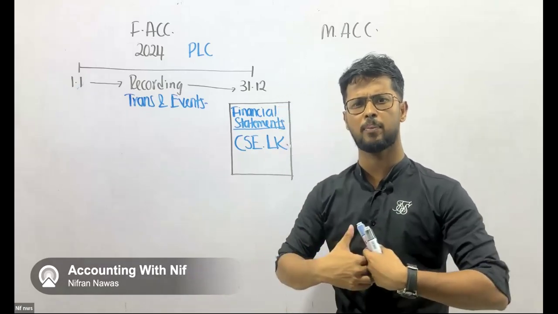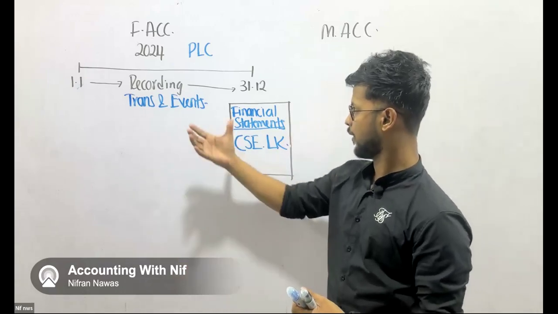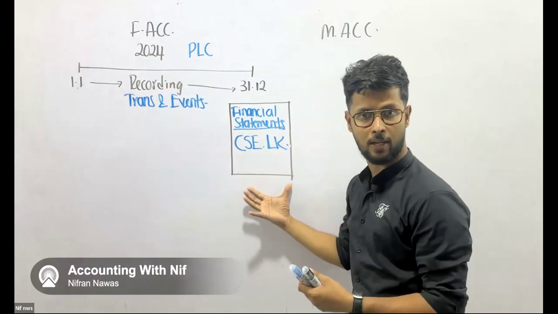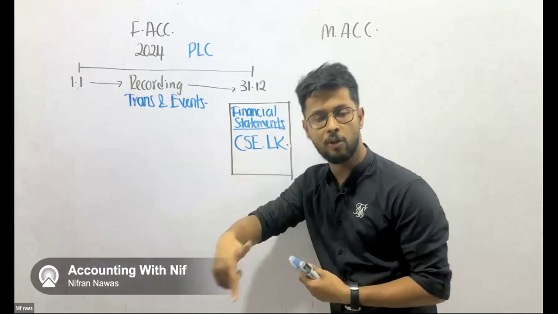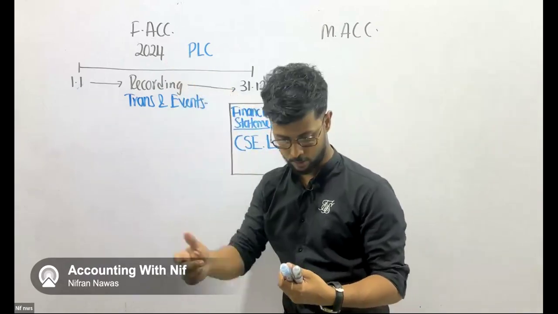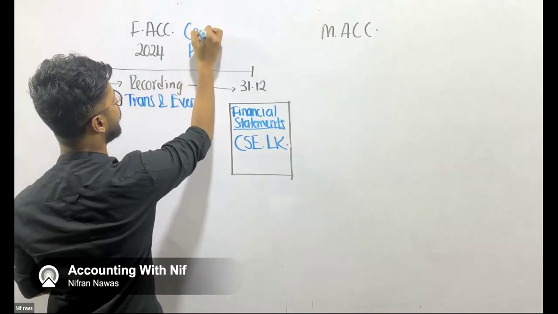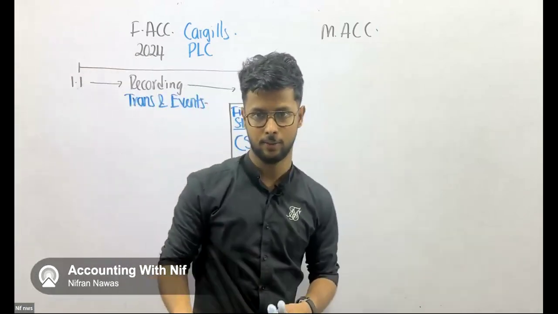Why are they publishing it? Why do they need to upload the transactions and events of a particular company on an open website? Even you and I can get into this website and go through the financial statements of public limited companies, right? Let me take the most popular company all of you know. We all know about Cargills, okay?